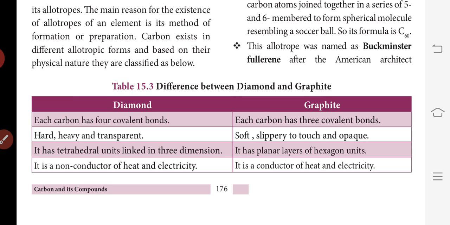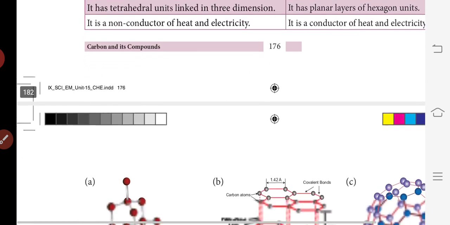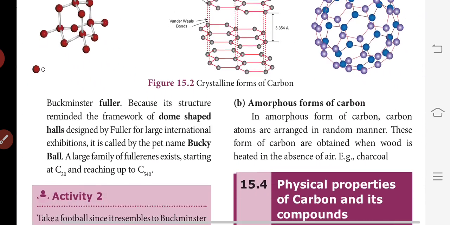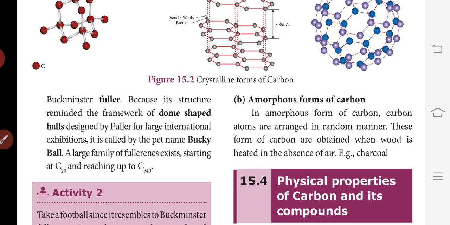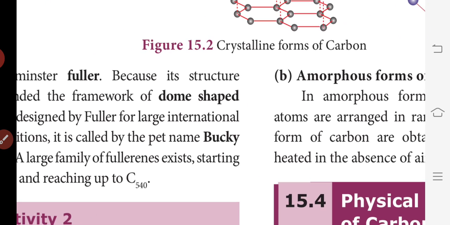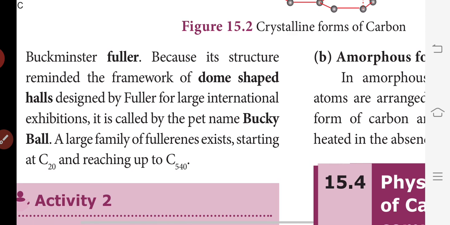Next we will continue with the same fullerene. It is named after the scientist Buckminster Fuller because its structure reminded of the framework of dome-shaped halls designed by Fuller for large international exhibitions. It is called by the pet name Buckyball. A large family of fullerenes exists, starting at C20 and reaching up to C540.